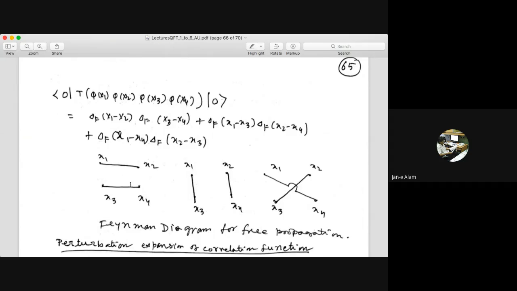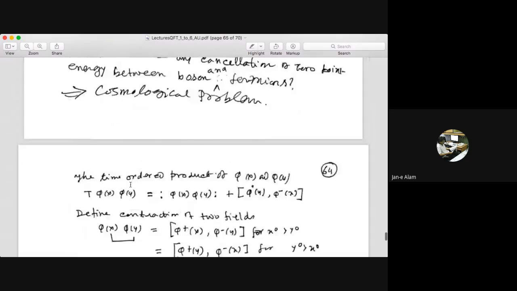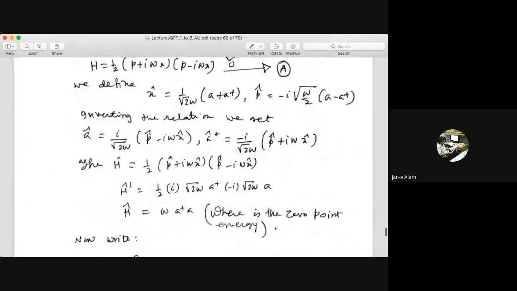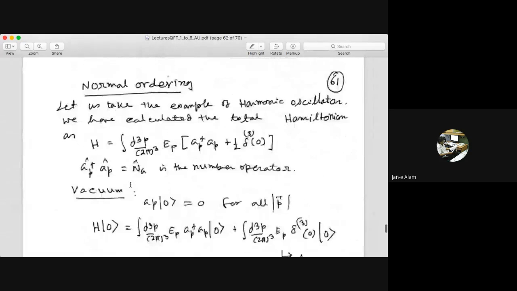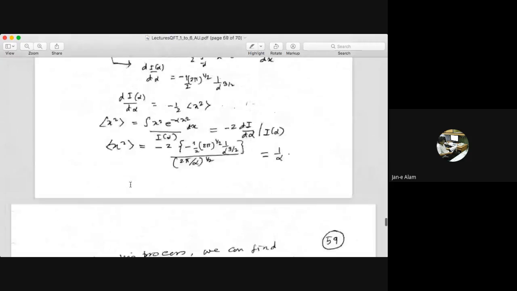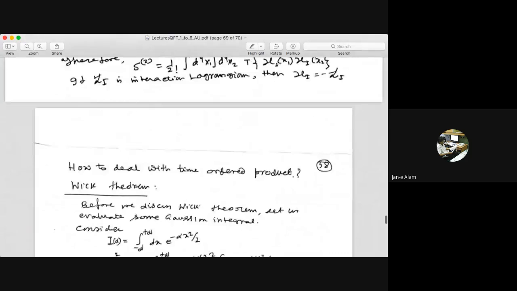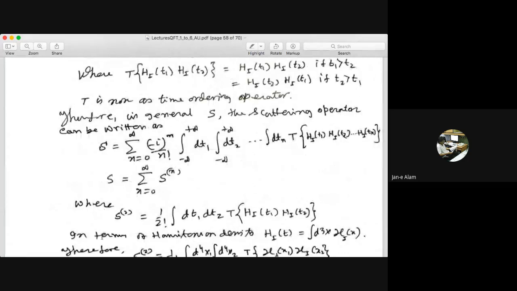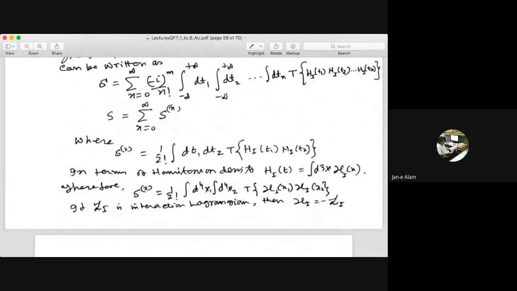Why am I doing this? Because if you remember the scattering matrix, let me just go a little bit back and show you the scattering matrix which I calculated yesterday. Basically, this is the scattering matrix. Let us call this S2. This is the second term in the perturbation series. This is the time order product of 2 Hamiltonians, right?